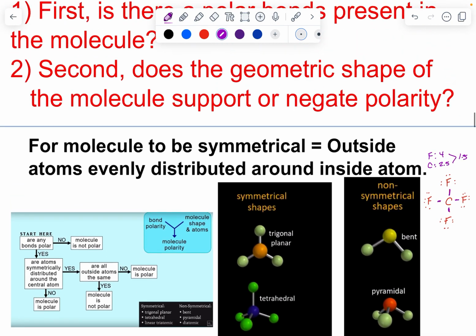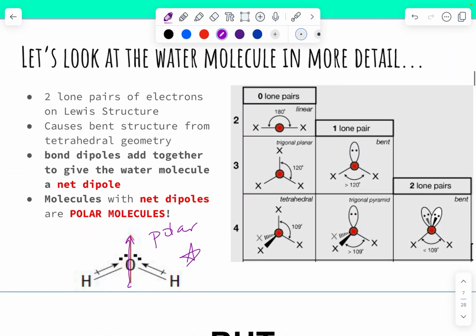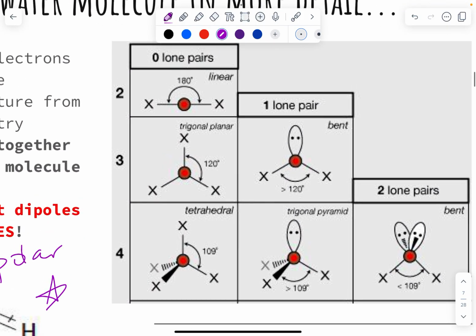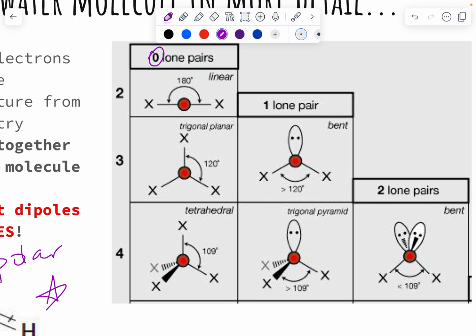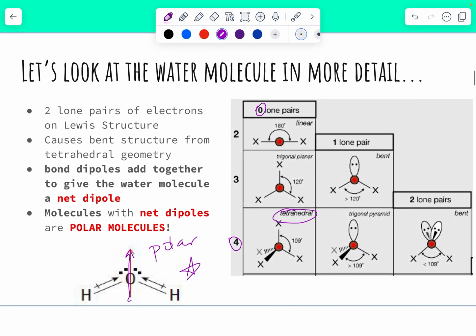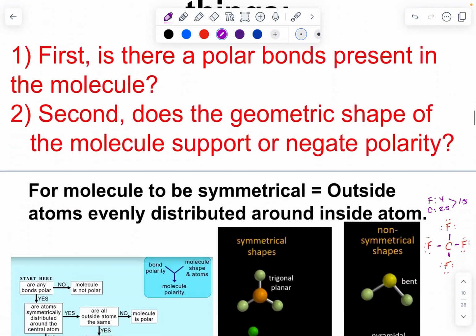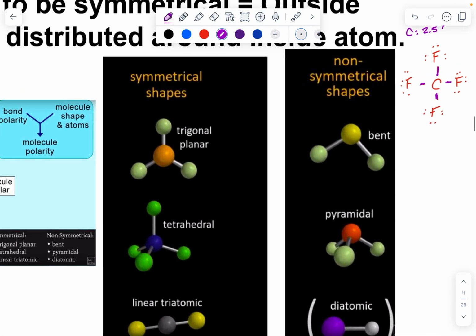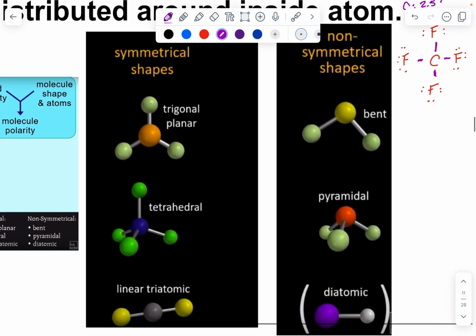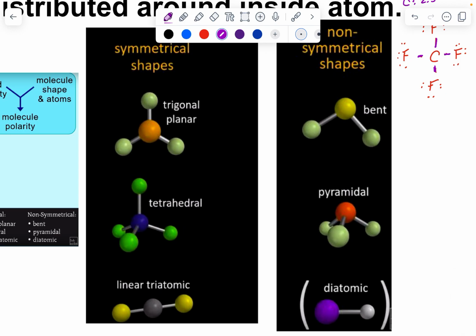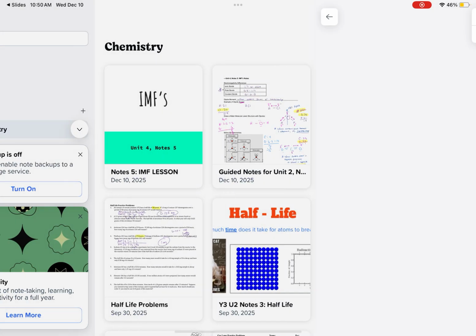So let's go back up. We'll go back a few slides. Let's go to this guy. My molecule, CF4, had 0 lone pairs, but it had 4 bonds. So who has 0 lone pairs and 4 bonds? Tetrahedral. Okay, remember that, tetrahedral. Now we're going to go back down to our shape thing, okay? All right, tetrahedral, where do you see that? Is it symmetrical or is it non-symmetrical? Tetrahedral is symmetrical.